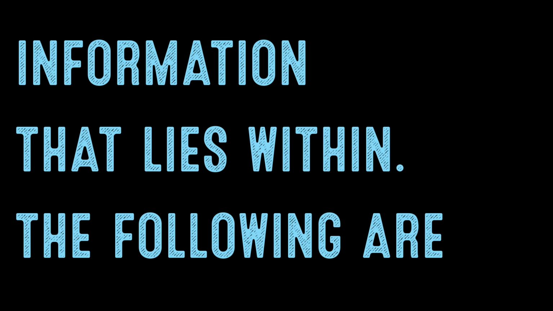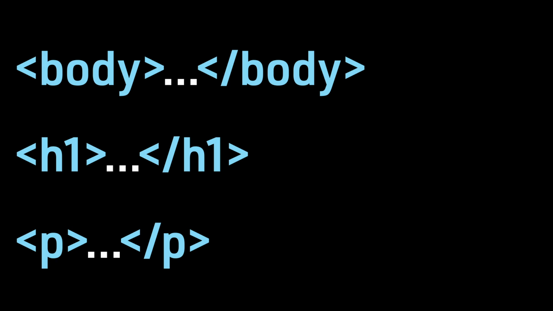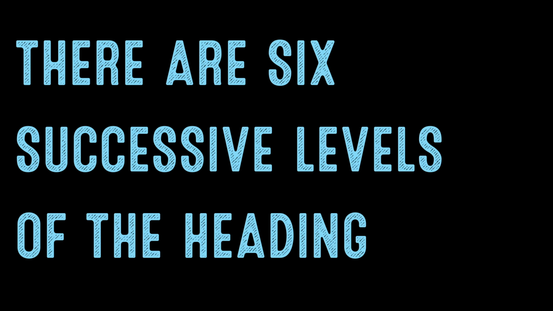The following are common elements. HTML identifies HTML code. Title identifies the title of a web page. Head is a section that contains information that makes your web page function. Body designates the main content. H1 denotes the main and most important heading. P indicates paragraph text. There are 6 successive levels of the heading element from H1 to H6.